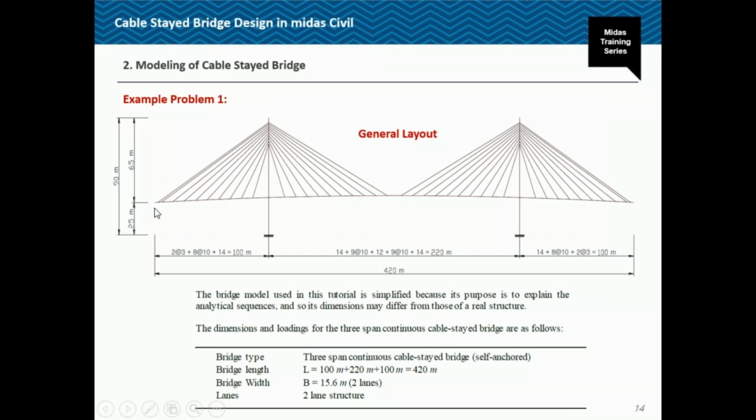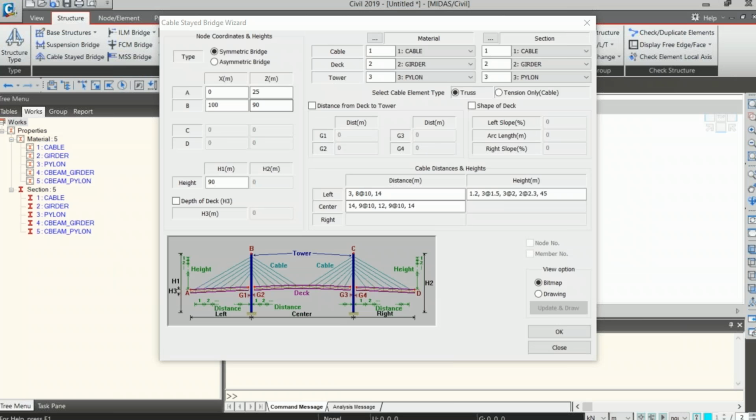So this is my bridge. This is my point, and the pylon height is 90 meters. The distances for the nodes and the connection of the cable to the girder, I already have those values predefined. So I know these values, and I'll enter the same in the wizard. First, point A is 0, 25. Next is 100, 90, which is B, the top of the pylon. And the total pylon height is 90 meters.